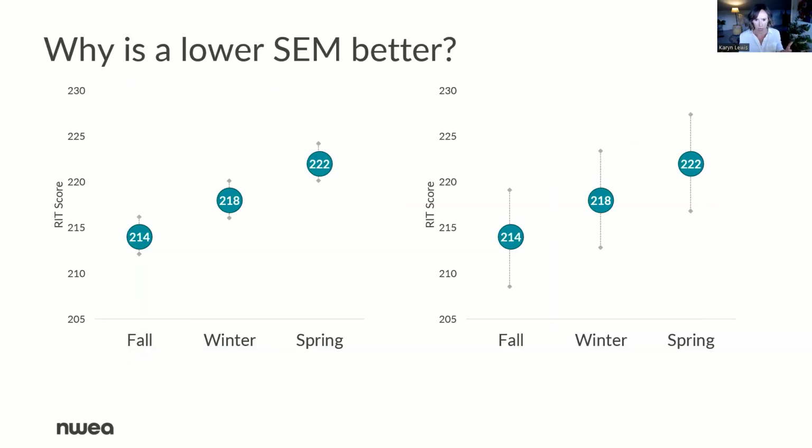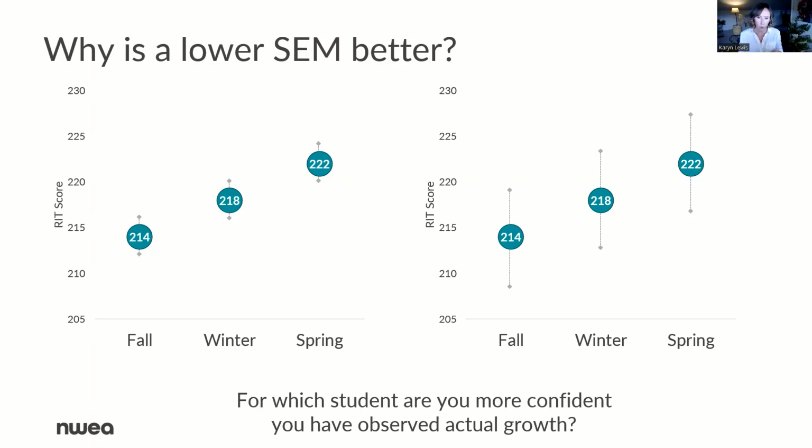So to help understand why lower SEM is better, consider these two examples. You have students with identical RIT scores in the graph on the left and the graph on the right, but we have a larger SEM in the graph on the right compared to the graph on the left. So our student on the left is being measured with higher levels of precision than the student on the right. For which of these students would you feel more confident that you actually observed growth between fall and spring?